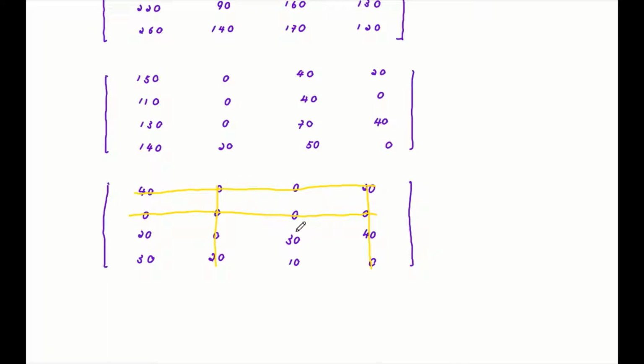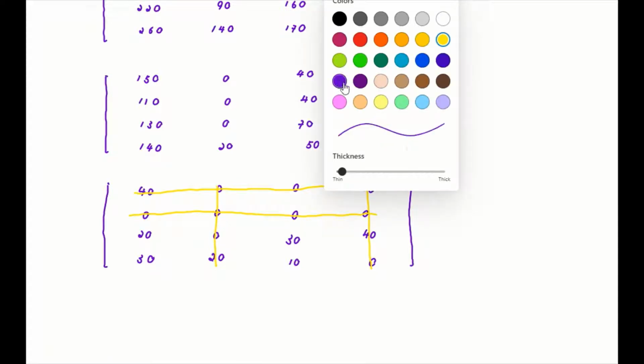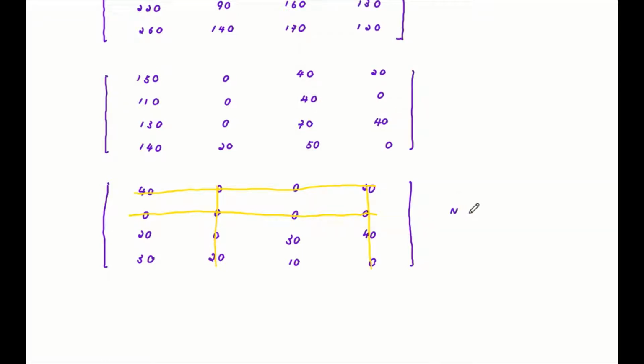All right, so after you cover everything, you realize there are no more 0s left. All the 0s have been covered by using 4 lines. So in this case, the number of lines and the number of rows are the same already, which is 4 equals 4. So the number of lines is equal to the number of rows.